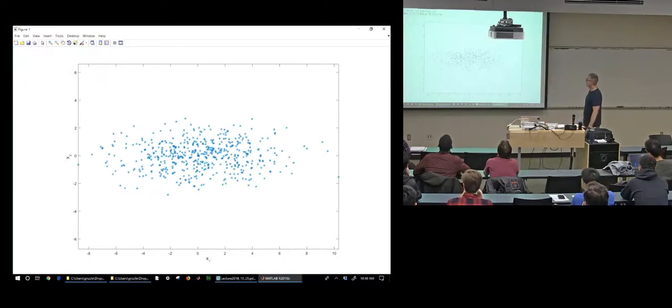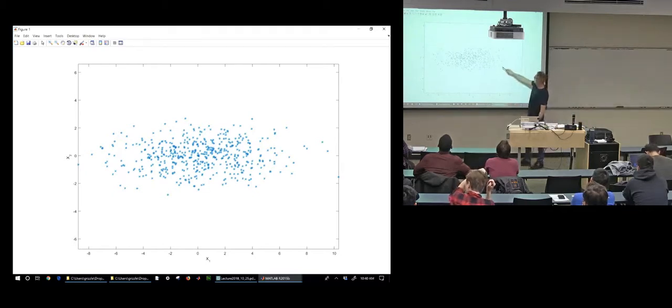So here's a scatter plot of 500 samples. It's a random vector. The x1 component has variance 10, and the x2 component has variance 1. The mean is 0. It's a random vector, so all I did was sample the random vector. I just called the Gaussian random variable 500 times, or 300 times, we'll have to look, and I just plotted it. So what do you see?